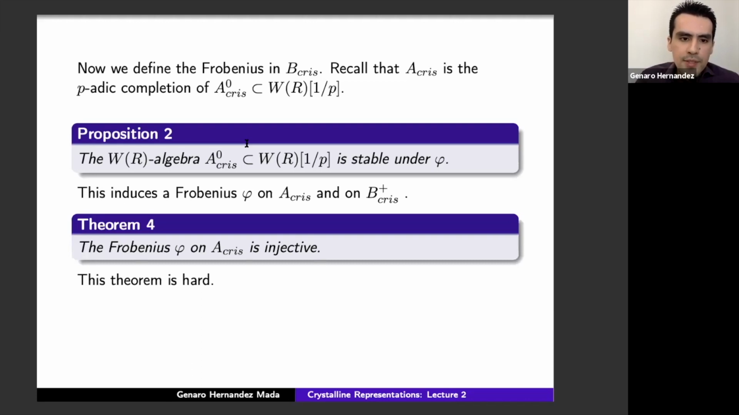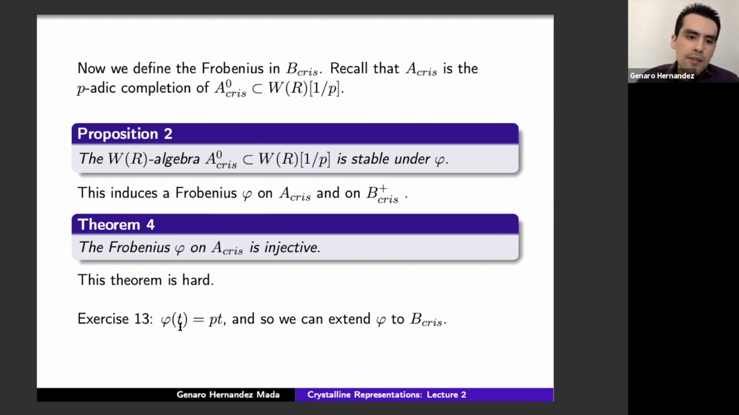And a very interesting thing is that this Frobenius is injective on A Cris. And this is actually hard to prove. But something easier to prove, that I'm leaving as an exercise, is that if we apply this Frobenius to T, where T is the log of epsilon, that's actually just multiplying by p. And this property allows us to extend the Frobenius to B Cris.